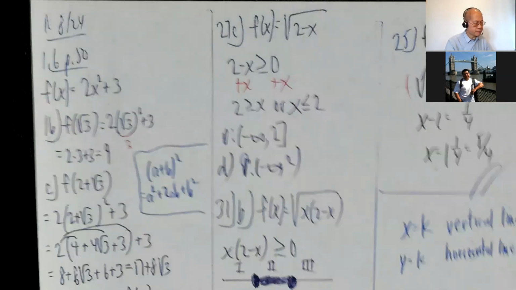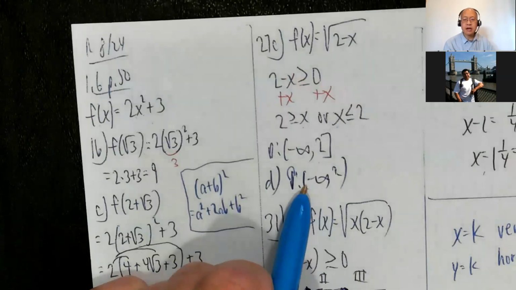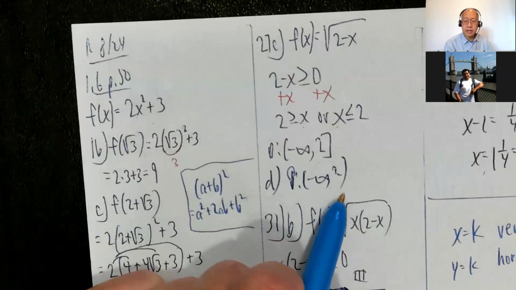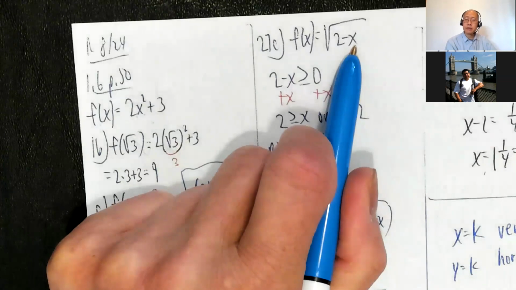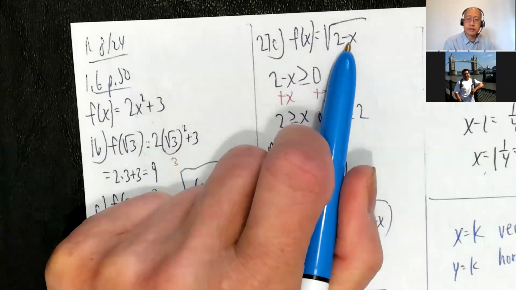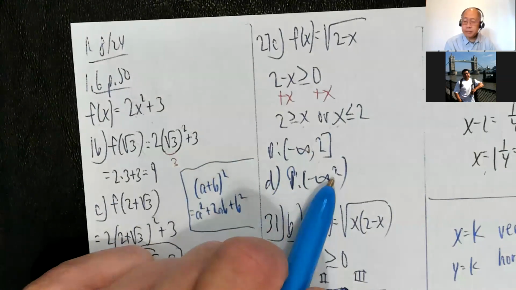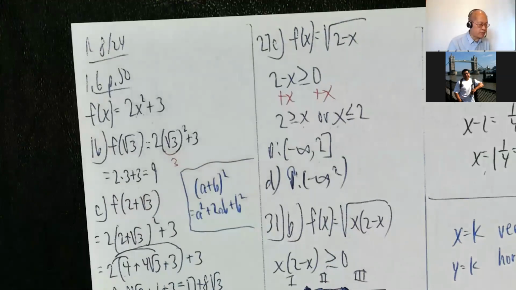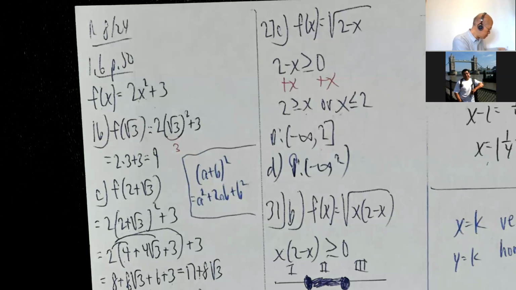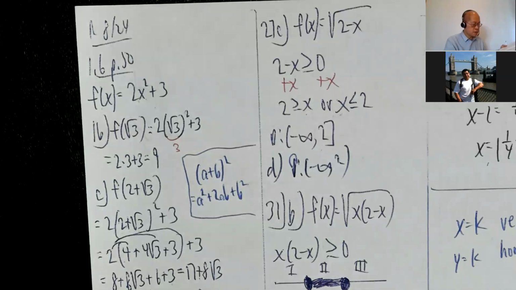So for 27D, as in dog, negative infinity to 2 parenthesis. Because over here, 2 is okay. I'm allowed to plug in 2 here: 2 minus 2 is 0, square root of 0 is 0. But I'm not allowed to plug in 2 here, parenthesis. So that's the big difference for that one.